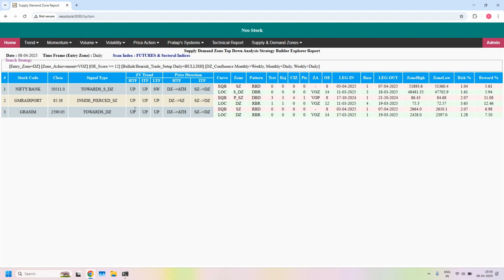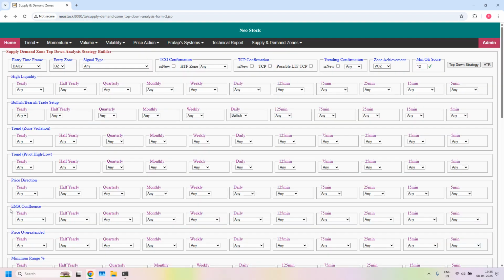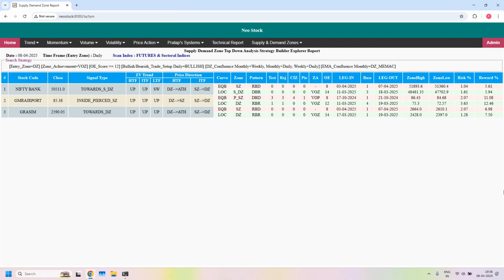And monthly trend is up in all the stocks. So that's why let us verify if any of these monthly demand zones are having monthly EMA confluence. So with this filter, we got all the 3 stocks. So all the 3 stocks are having even more high probability to get success. So this is bullish trade setup for monthly income trade.